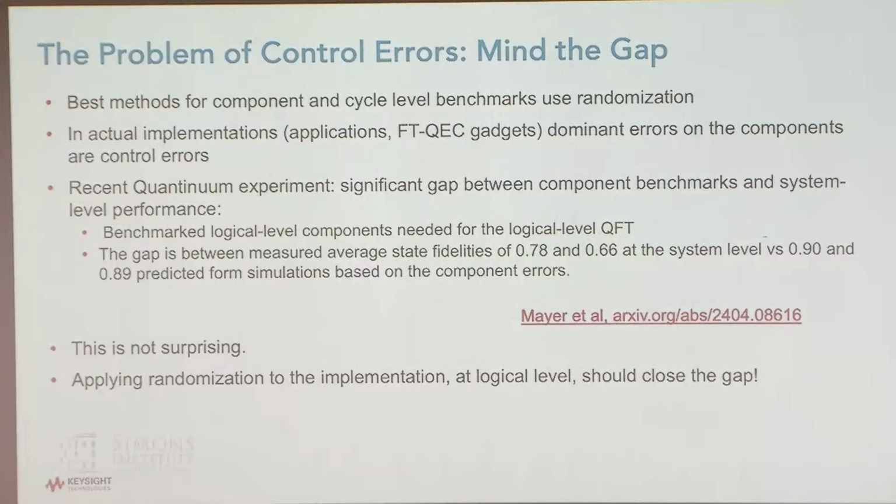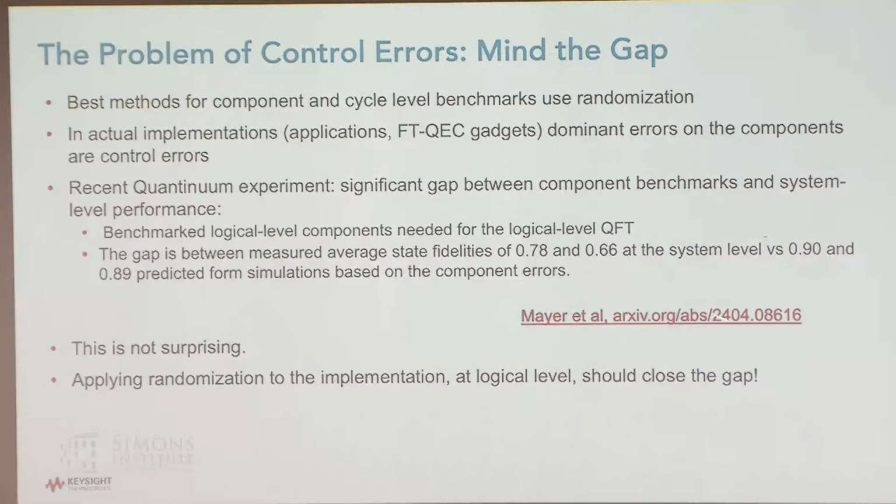And they benchmarked all of their individual components, and then they also benchmarked the total performance, and they found a big gap between what they expected from the logical level behavior and the actual system level performance they received. They used what are called average state fidelities for technical reasons, and they expected a performance around 0.9 based on the component performance, but they only got 0.78 in one method and 0.66 by another method of implementing this QFT. So you see there's this pretty big gap in the fidelity, and the question is, why is that?